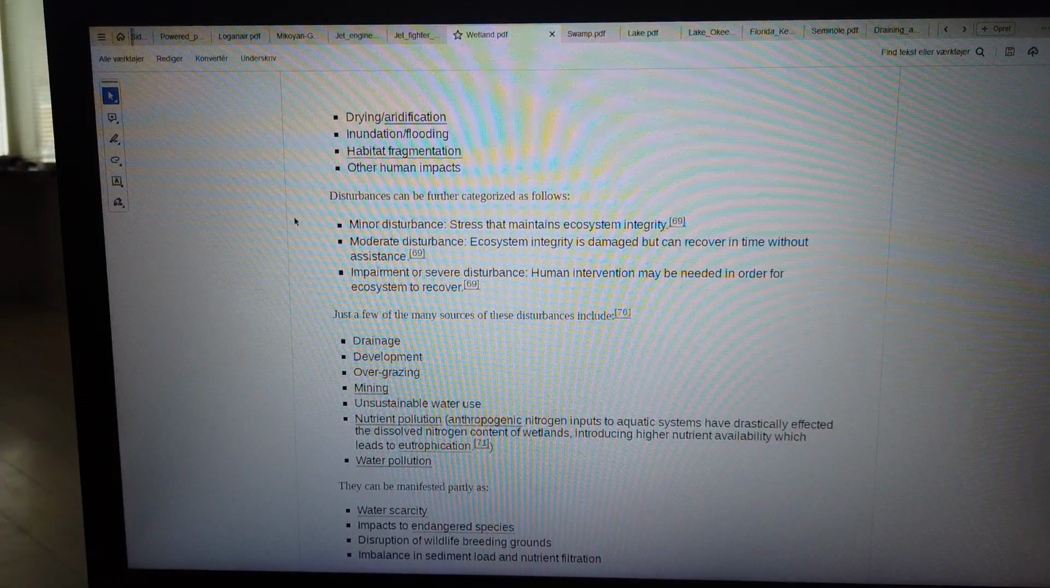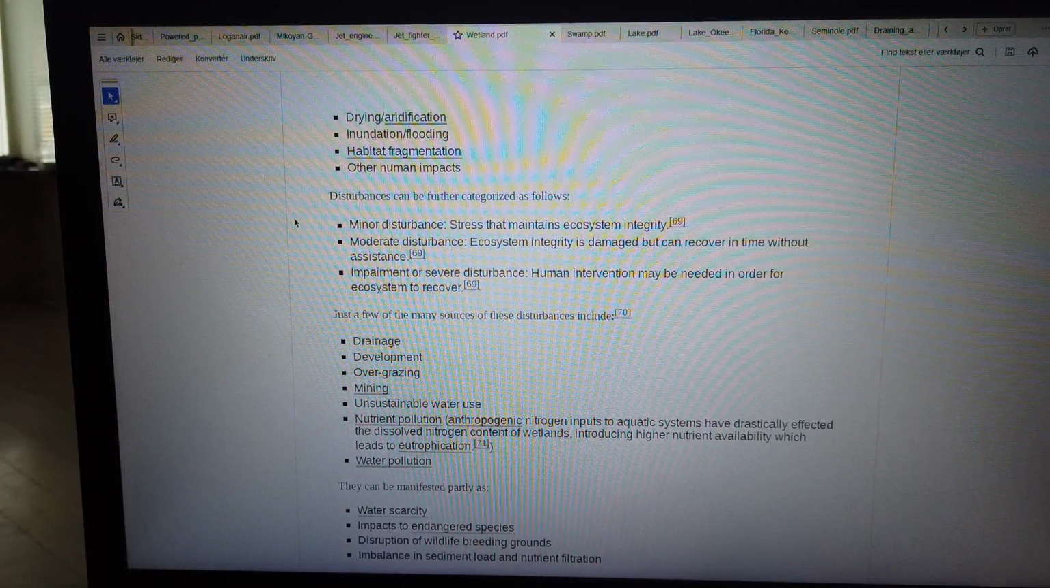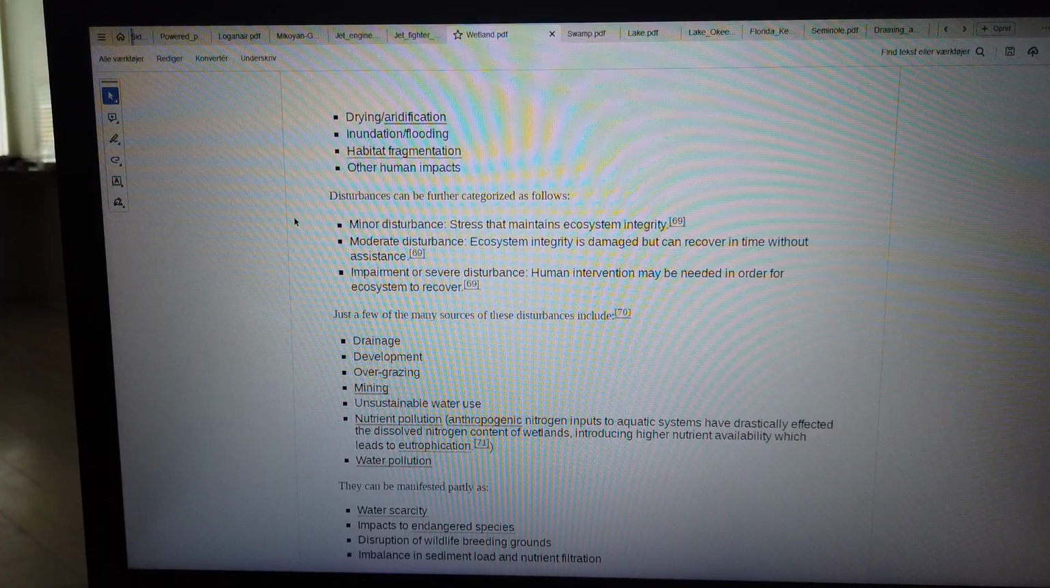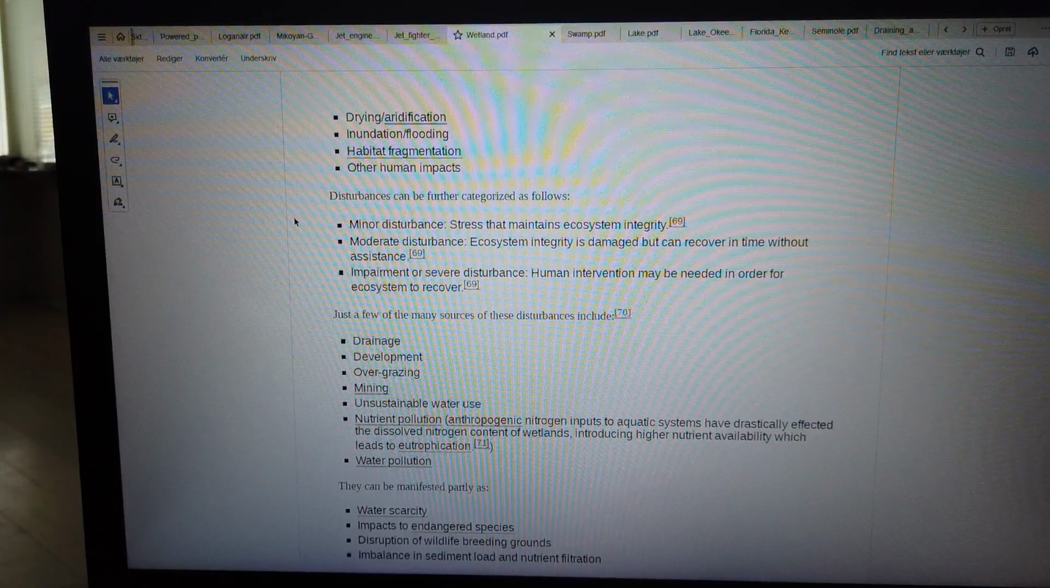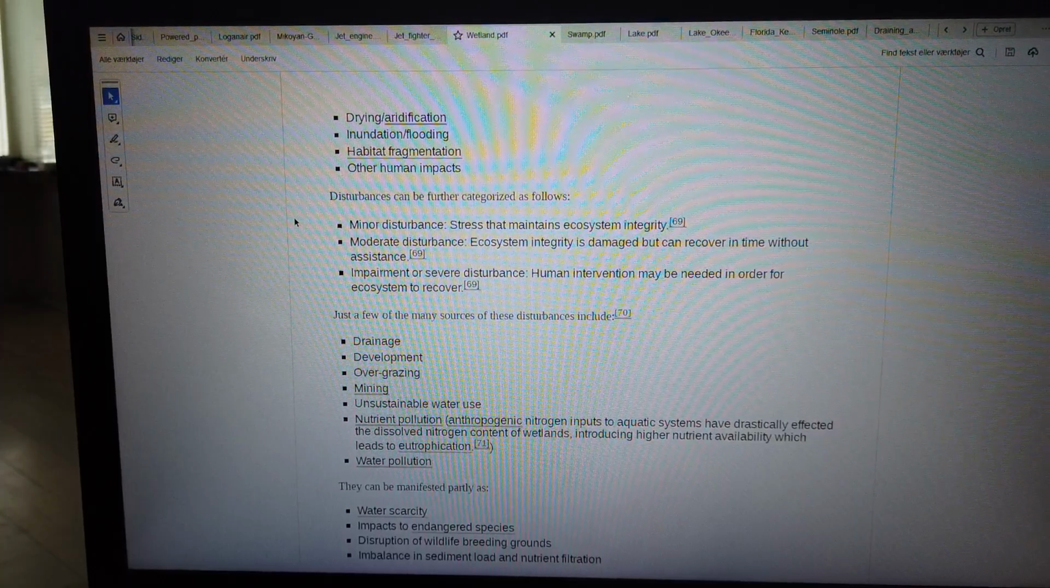Disturbances can be further categorized as follows: minor disturbance, stress that maintains ecosystem integrity. Moderate disturbance, ecosystem integrity is damaged but can recover in time without assistance. Impairment or severe disturbance, human intervention may be needed in order for the ecosystem to recover.